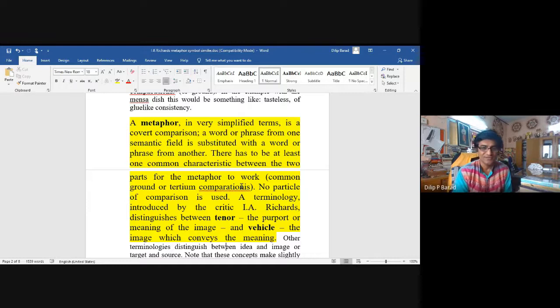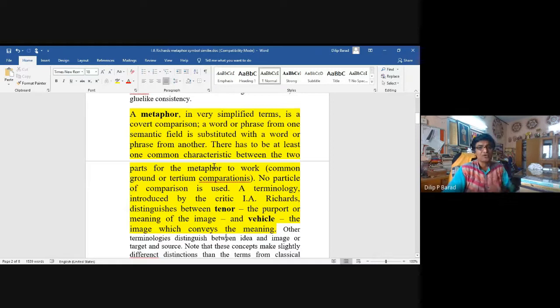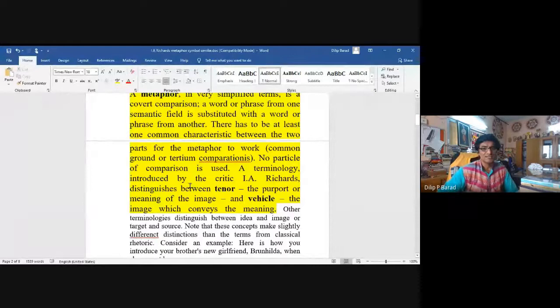There has to be at least one common characteristic between the two parts of the metaphor for it to work, a common ground, that is tertium comparationis. No particle of comparison is used.